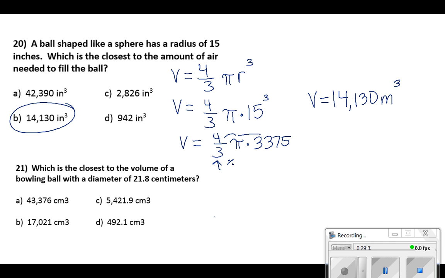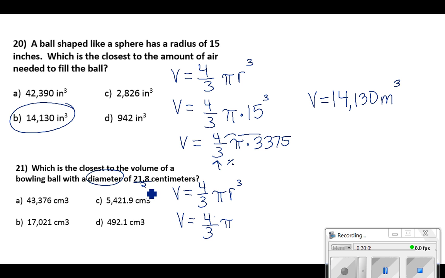Oops, forgot that one. Question 21. Which is the closest to the volume of a bowling ball with a diameter of 21.8 centimeters? So first we need to acknowledge that we have the diameter, and our formula actually has the radius in it. So we're going to start by writing our formula again. 4/3 pi r cubed. And we're going to substitute the radius in, because all we have to do is take this number and divide it by 2, because the diameter is all the way across and the radius is only halfway.